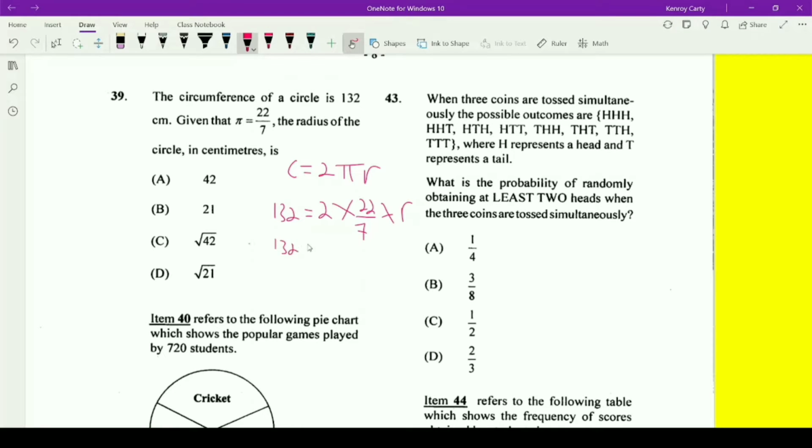Alright, so we have 132 is equal to, here we can go 2 times 22, because if you put that over 1, numerator times numerator, 44 over 7 times the radius. So I need to get rid of this value right here so I can get the radius by itself. Now what can I do? Since I'm dividing by 7, which is creating a problem, I can multiply both sides by 7. So I have 7 times 132 equals 44r. Of course, r by itself, 44 is multiplying that, so I'm going to divide both sides by 44.